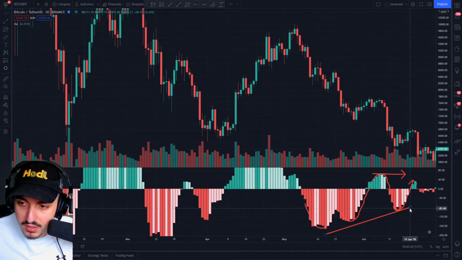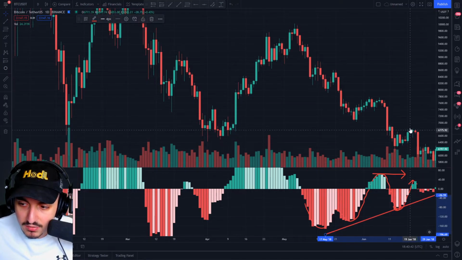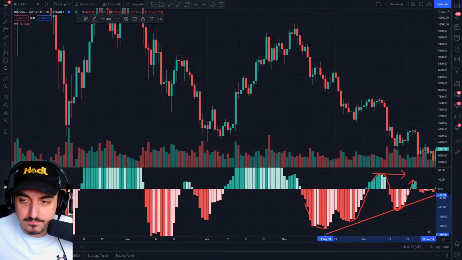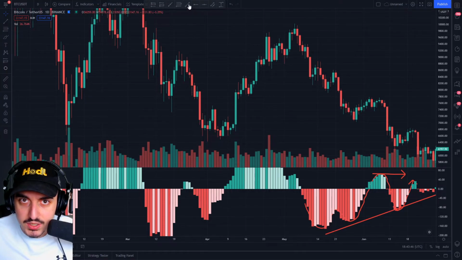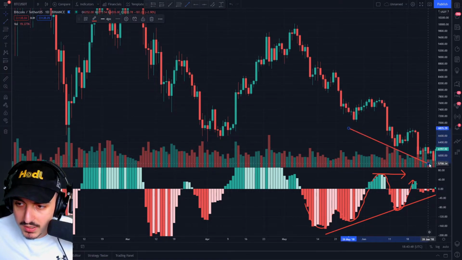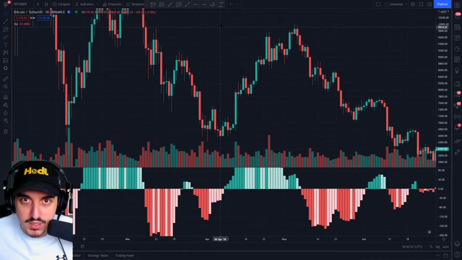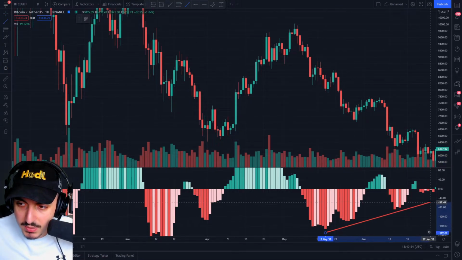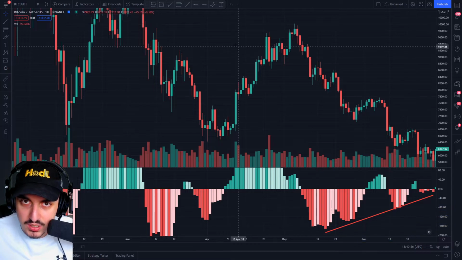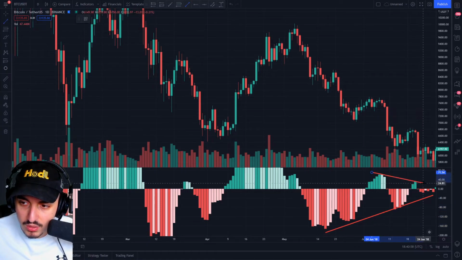Now we have a bigger divergence because we wrecked everybody again, and it happened like this, right? Something like this. Now we are building a bigger divergence. Let me show you this. As the MACD is really squeezing over here, and this thing is making a lower high as well.